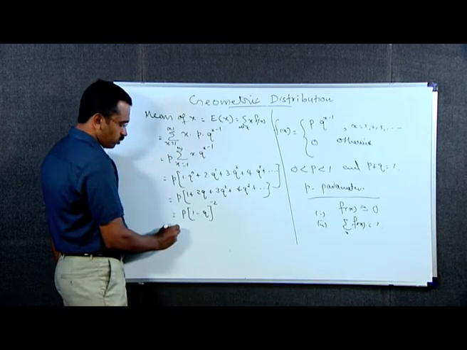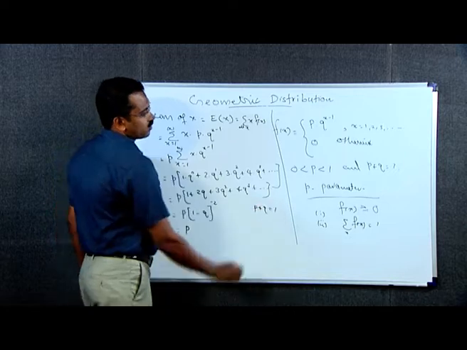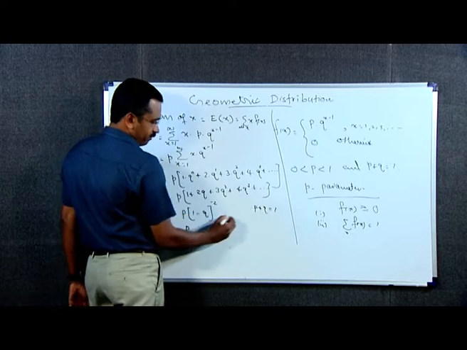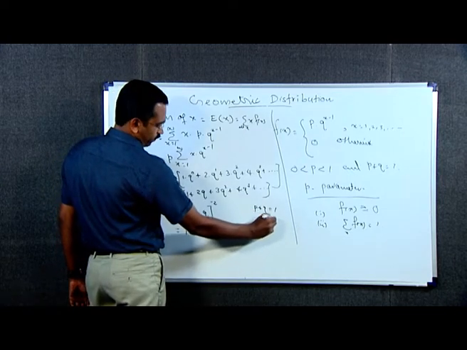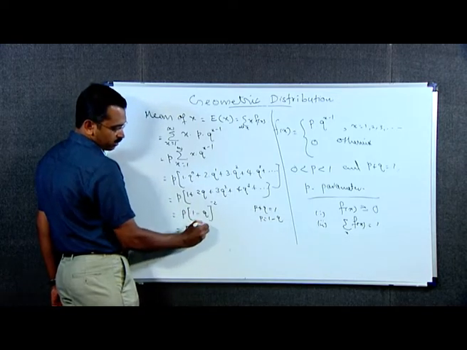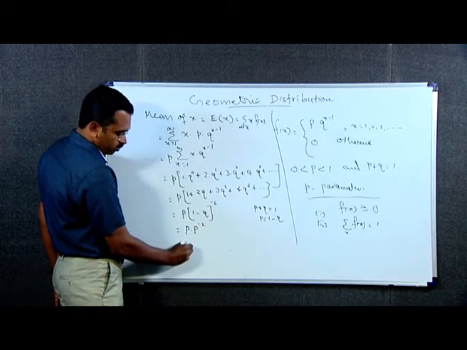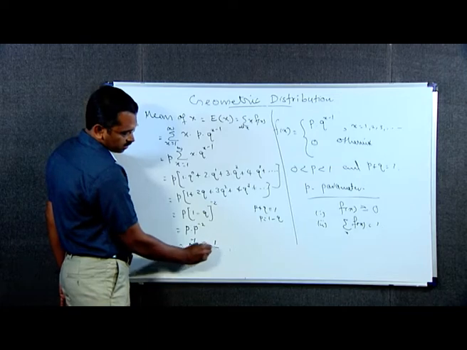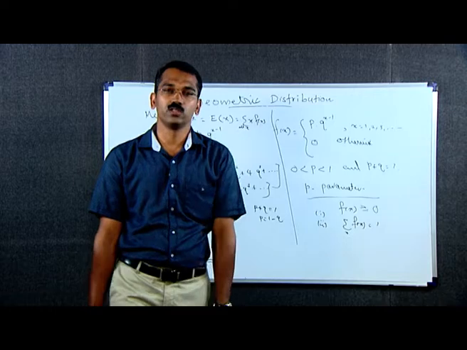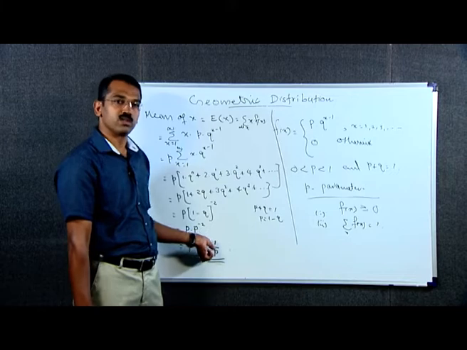Therefore, this is equal to p into p to the power minus 2. Here p plus q is equal to 1 is the condition. Therefore, we can write p equal to 1 minus q, that is, 1 minus q is p. Therefore, p into p raised to minus 2 is equal to p raised to minus 1, that is 1 by p. This is the arithmetic mean of the geometric distribution. That is, the arithmetic mean is the inverse of the parameter p.